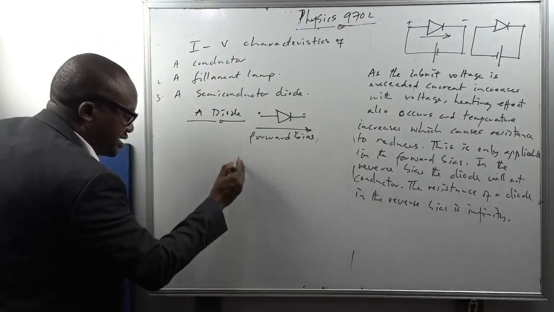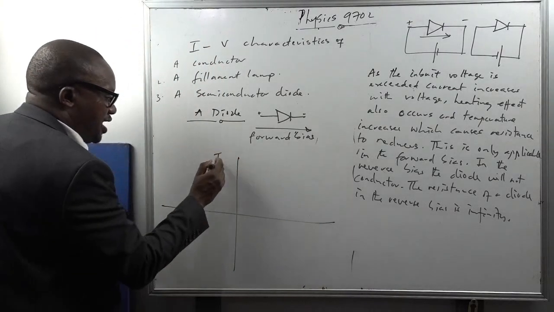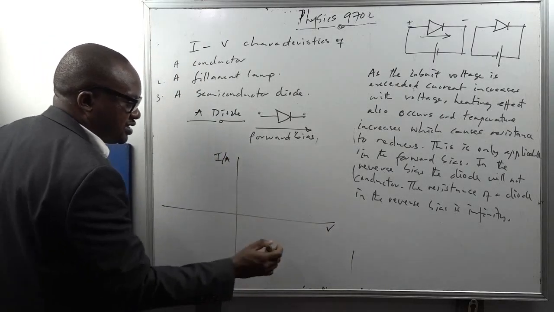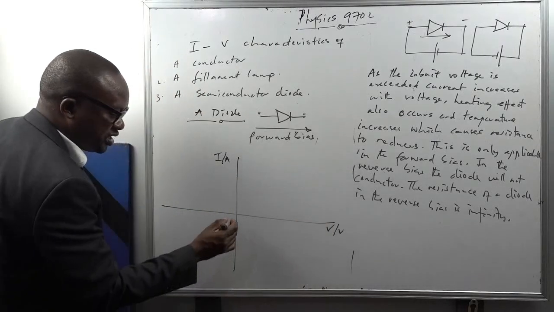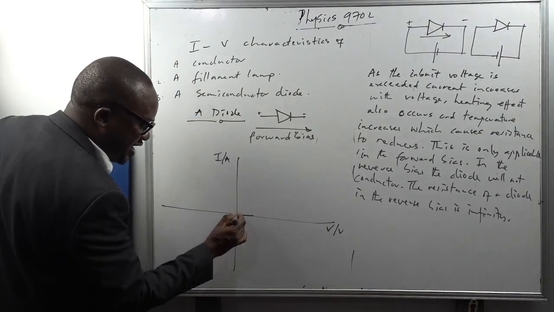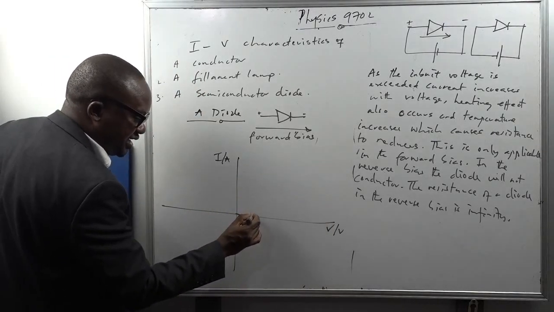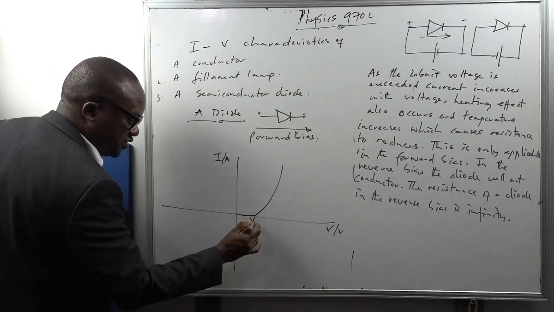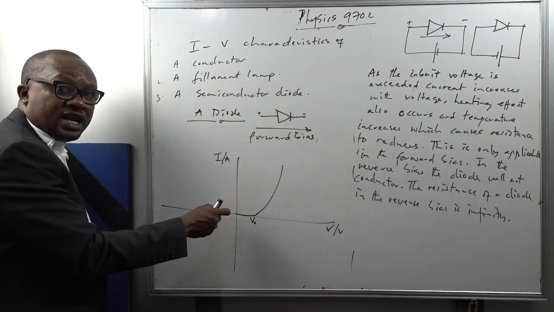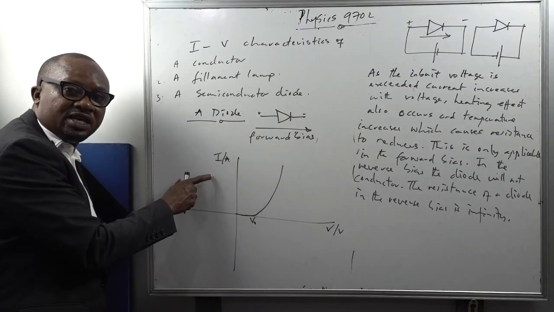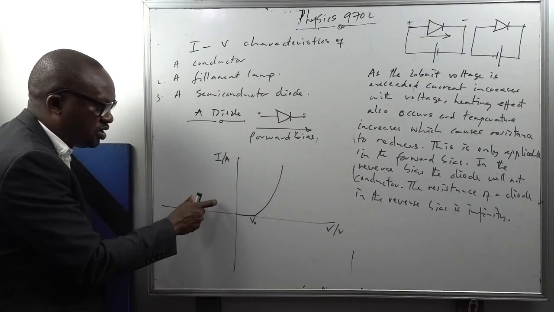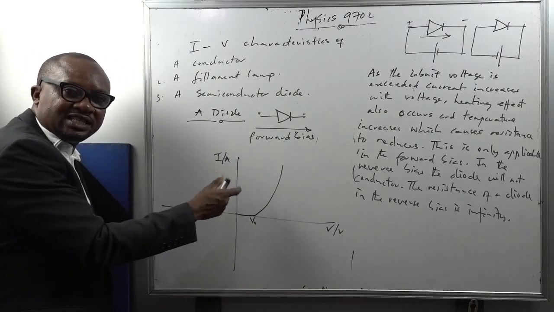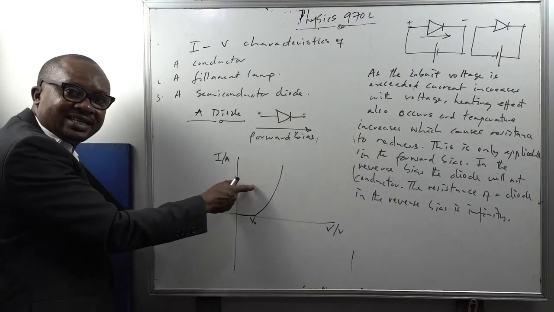So if I then plot the graph of I against V for a diode, it will look like this. The graph of current in amperes against the potential difference in volts. As the PD is increased and the inbuilt voltage is exceeded, the diode will conduct. So this is called inbuilt voltage V0. Now you see that the diode is not an ohmic conductor, because as the PD increases, the current also increases, and the heating effect increases.